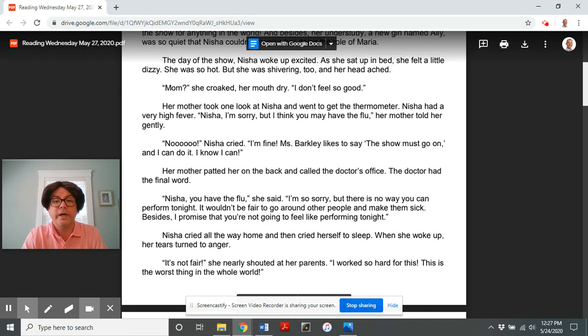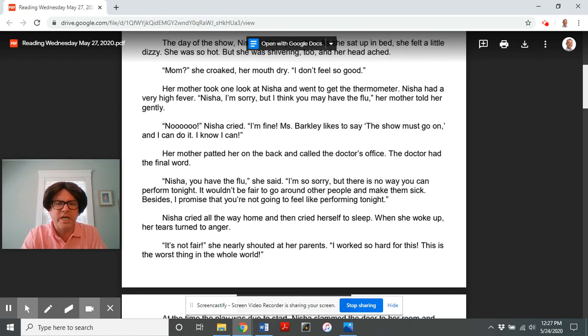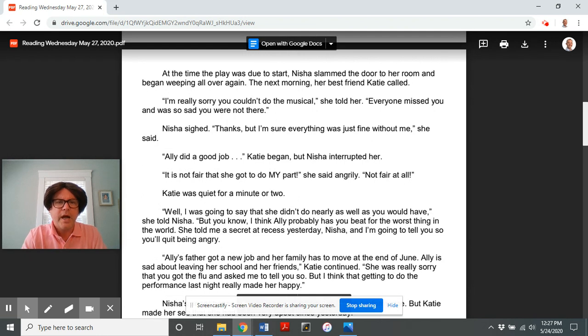Nisha cried all the way home and then cried herself to sleep. When she woke up, her tears turned to anger. "It's not fair!" she nearly shouted at her parents. "I worked so hard for this. This is the worst thing in the world." At the time the play was due to start, Nisha slammed the door to her room and began weeping all over again.